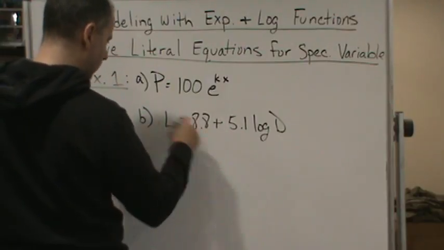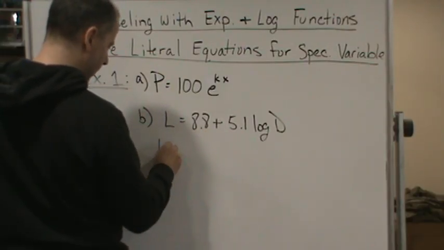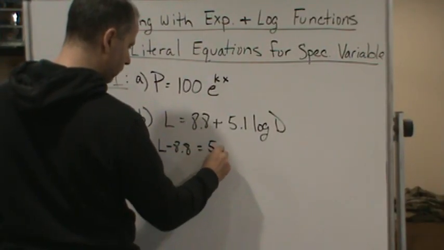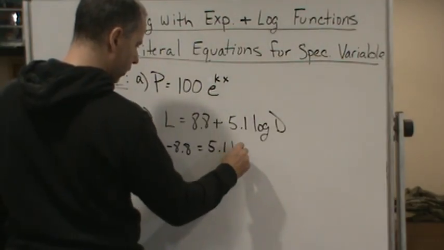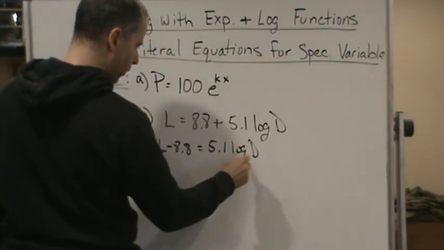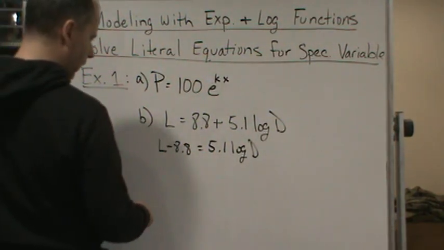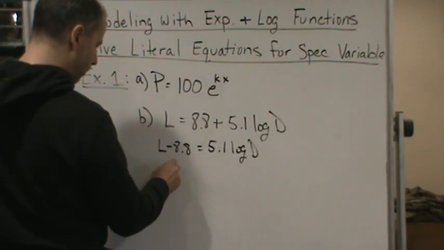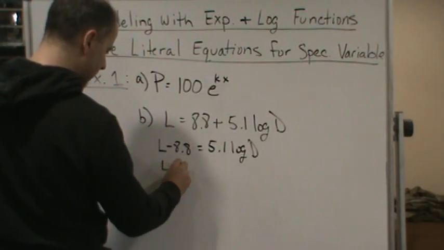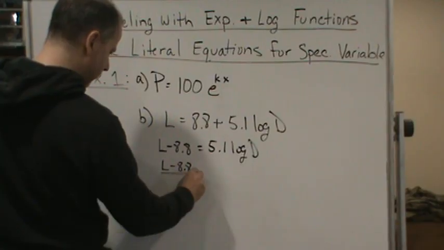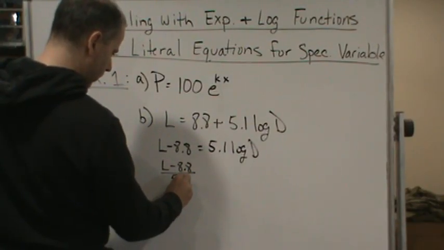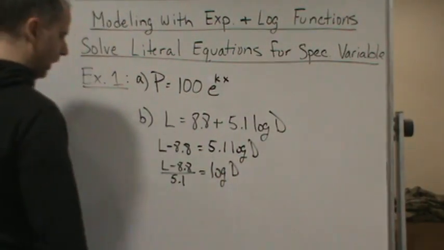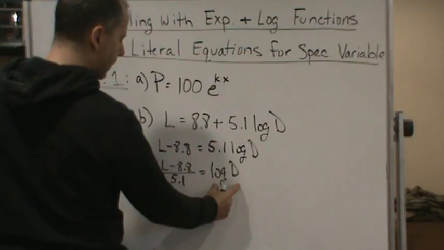So we're going to first subtract off 8.8. So we're going to get L minus 8.8 equals 5.1 log d. And notice we're doing common logs. Now we're going to divide both sides by 5.1, right? And if we divide both sides by 5.1, we get L minus 8.8 divided by 5.1 is equal to the log of d. Okay, now we've got the log isolated on one side.